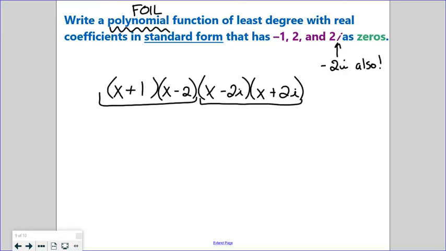So I'm going to FOIL this first pair. X squared minus 2x plus x would be minus x. And then this is what we practiced yesterday, right? Learning how to FOIL with imaginaries. Now, you might recognize the setup here, which we're going to come back and talk about in just a second. But if you don't, guess what? FOILing will still get you to the same answer. It'll just be more work.